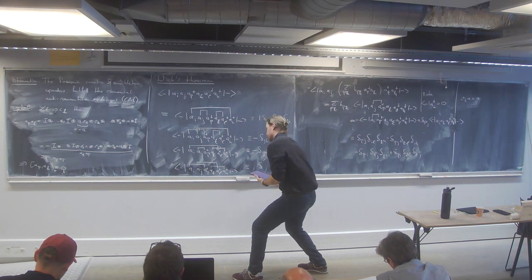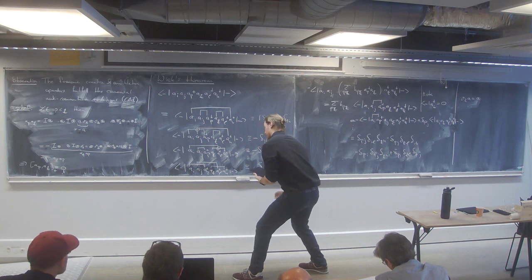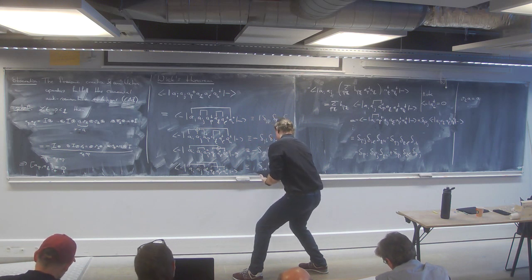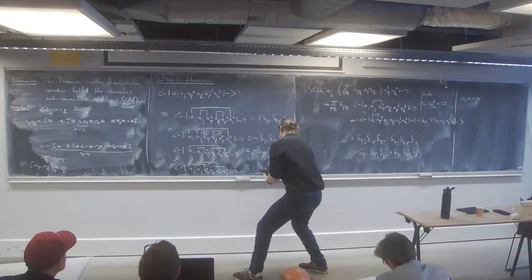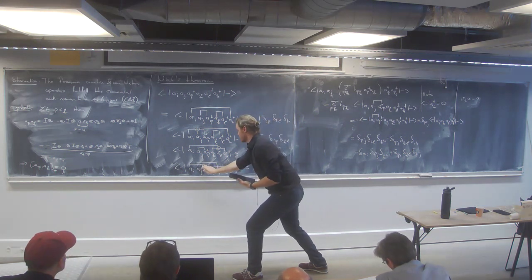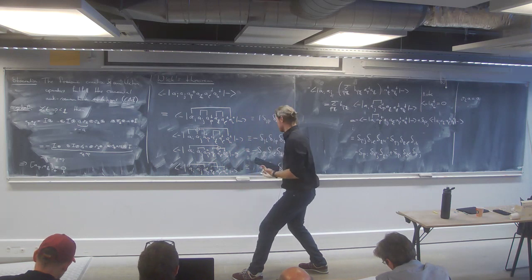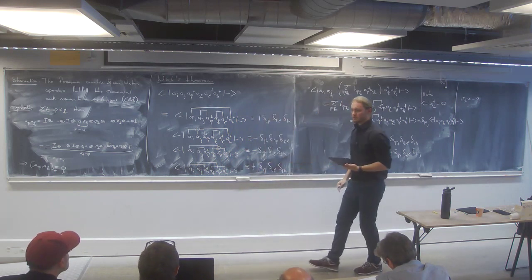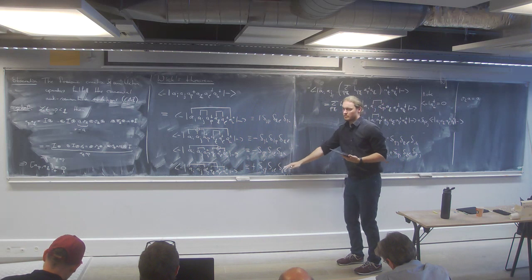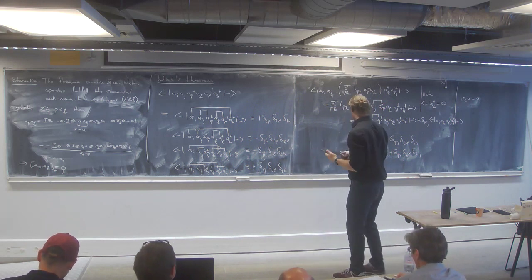And here at the bottom, I get delta IP, delta JL, and delta QK. Minus, minus, plus. Okay. And these are the 4 contractions.